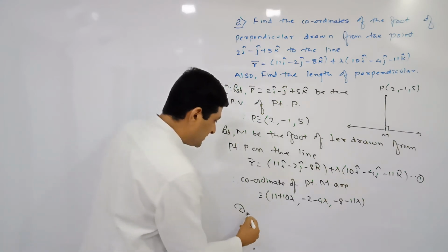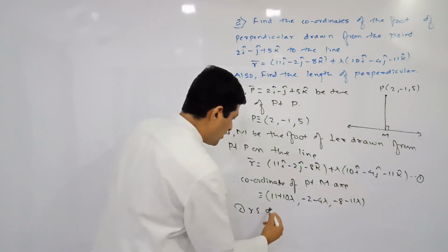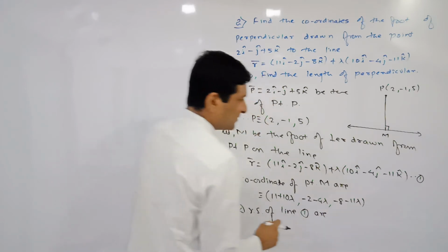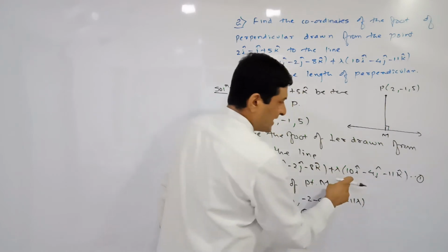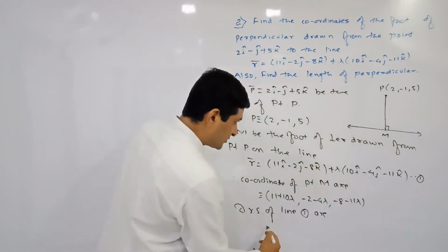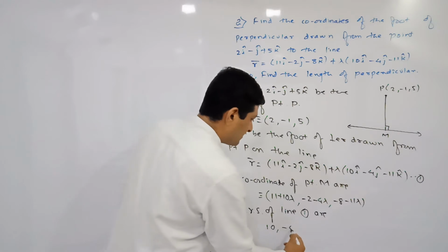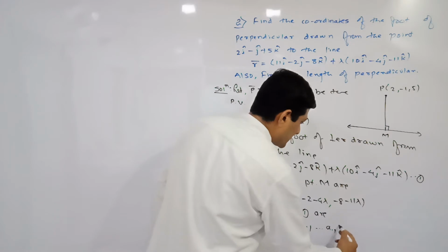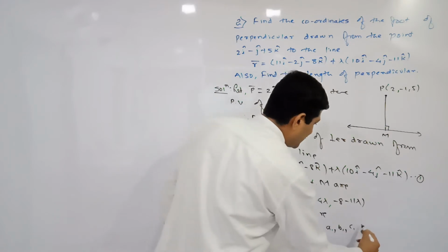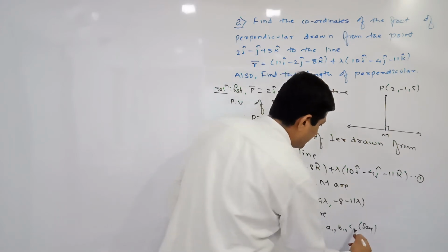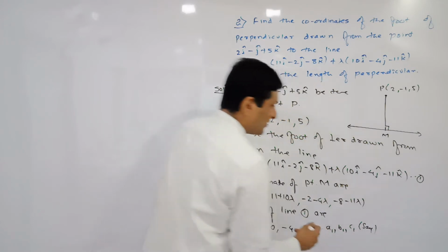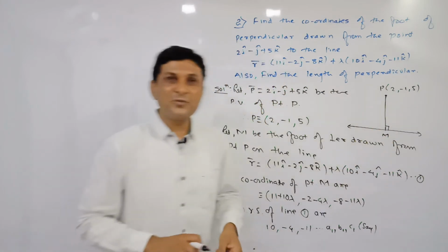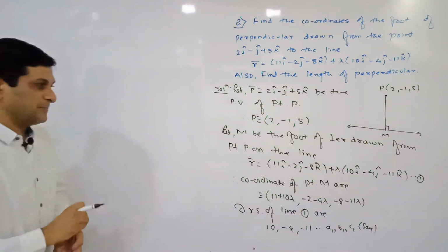The direction ratios of the first line are obtained from the vector along the line. What values are we getting? 10, minus 4, minus 11. Let us denote them by a1, b1, c1. So the direction ratio of the first line is known to us. Now which is the second line? Line PM. Now we are trying to find the direction ratio of the second line PM.